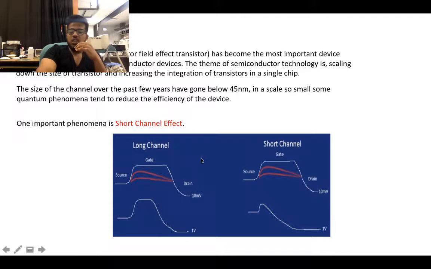To describe exactly what short channel effect is, let us consider the first one as a long channel and the second one as a short channel. These two might look similar, but let us say that this is actually 10 micrometers, the gate length, and this is actually 10 nanometers in length. What happens is when you start increasing the drain voltage in both cases from 10 millivolt to 1 volt, you can see there's a squeeze in the gate, but the gate is still present, the gate voltage is maintained. But in case of a short channel, the gate is almost absent. There's an abrupt drop, as you can see here.